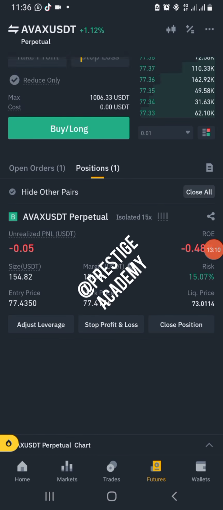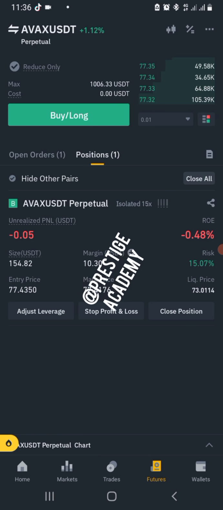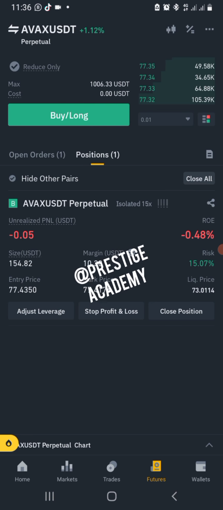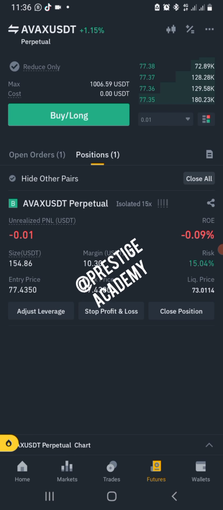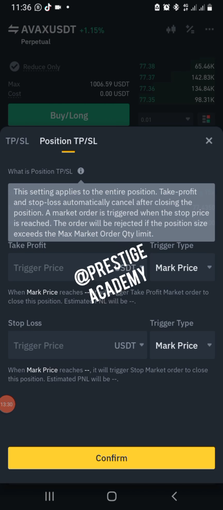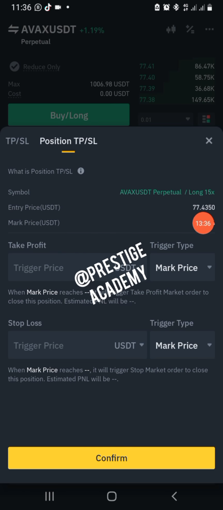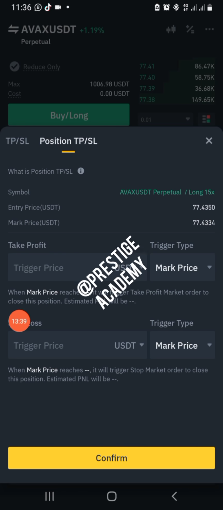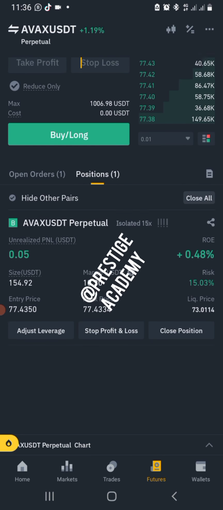All right, this is how the futures trading interface looks if you didn't set your stop loss and take profit when you were inputting your entries. All you need to do is come to this option here, stop profit and stop loss. You click on it and then you input the stop loss you want to use. That's just it. This is where you can fix in your take profit, and then stop loss. That's just it.